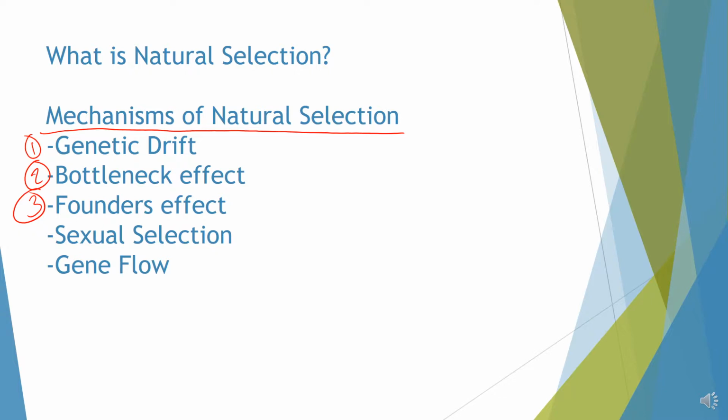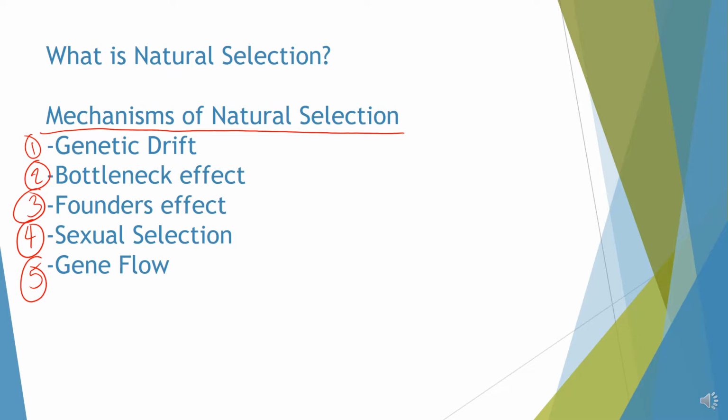And then four here is sexual selection. So that's when individuals in a population are more likely to attract mates and have more offspring. So this is all about reproducing, passing on your genes to your offspring. So if you are more likely to attract a mate, you have a better chance of producing more offspring.